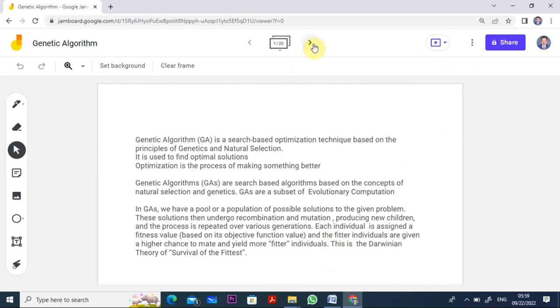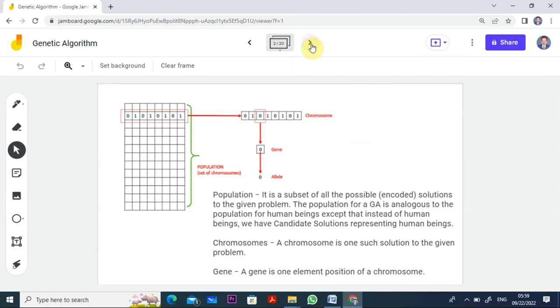Then let us have a look at what is happening here. Suppose in a given problem space, we take a population, that is a small set of chromosomes. You can see the matrix-like structure here. I call the entire thing, the number of rows and columns, the population. This population is a subset of all the possible solutions to the given problem.